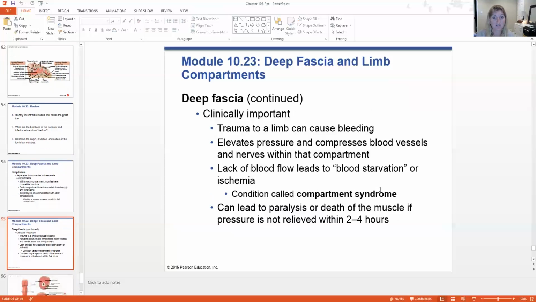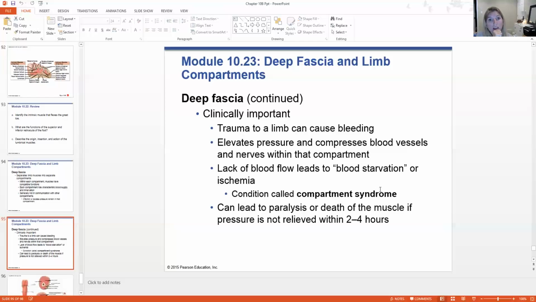The deep fascia is clinically important as well. Trauma to the limb can lead to bleeding, and so the deep fascia is there to relieve pressure, or increase the pressure depending on what needs to happen in that area. And it's basically there to help isolate that area again, just like our other tissues.